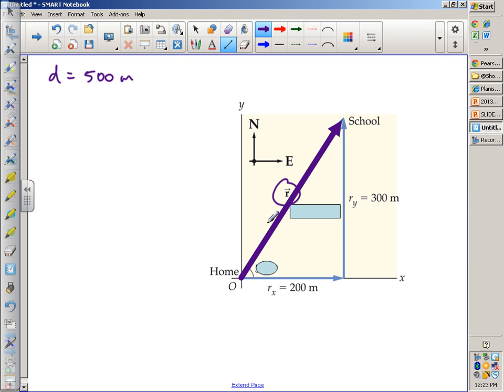How are we going to find this vector? What's the first thing we're going to do? We have to find the length of this vector, right? To find the length of that vector, we can use the Pythagorean theorem, right? A squared plus b squared equals c squared. The only requirement: remember, which side does c have to be? C has to be the hypotenuse, right?